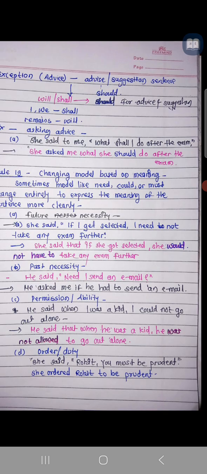Next, permission and ability. He said, when I was a kid, I could not go out alone. Converting into indirect speech: he said that when he was a kid, he was not allowed to go out alone. He was not allowed, because the sense of the sentence is most important, like permission and ability. Next, order and duty. She said, Rohit, you must be prudent. So she ordered Rohit to be prudent.